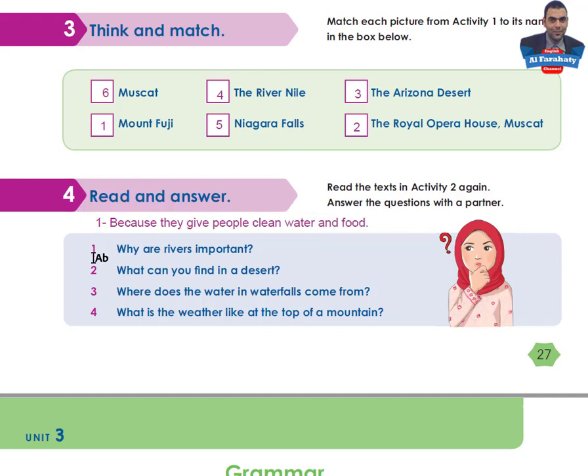Number two, what can you find in a desert? Yes, sand, stones, little water, rocks, few plants, and a few animals. And you can mention so many things that you can see in a desert. I write here some of these things: sand, stones, rocks, and little water.